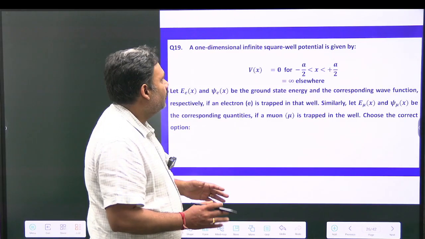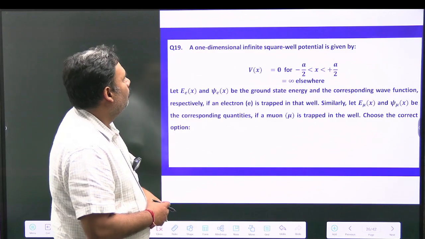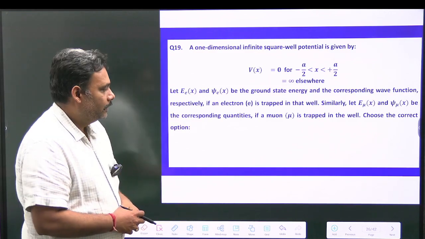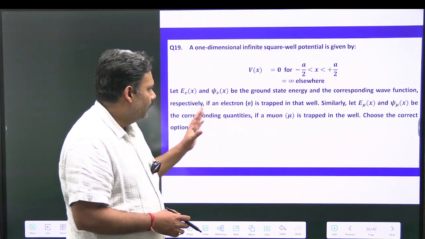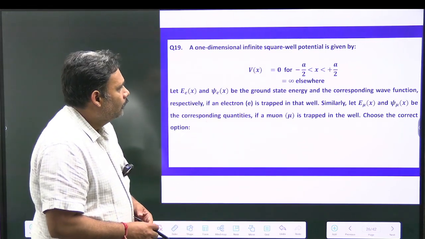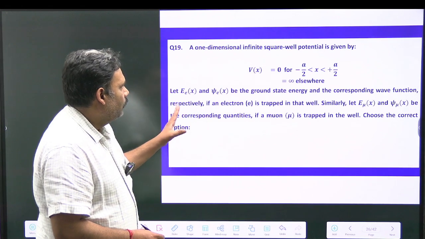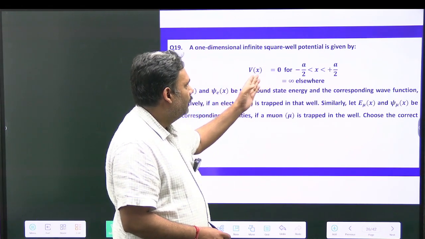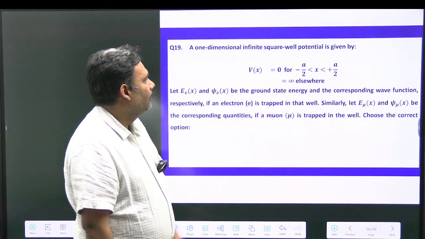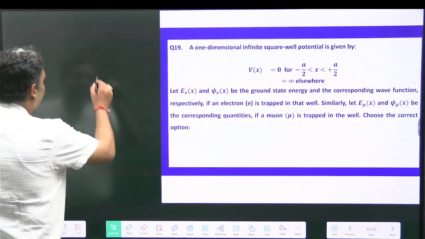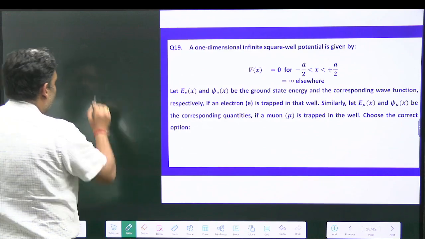Hello students, so let's try to solve one very nice problem from the IIT JAM examination, and this exam was held in 2024 and it's a very wonderful problem. So in this particular potential, we have potential equal to 0 for x from minus a by 2 to plus a by 2, and infinity otherwise. So this is my potential.